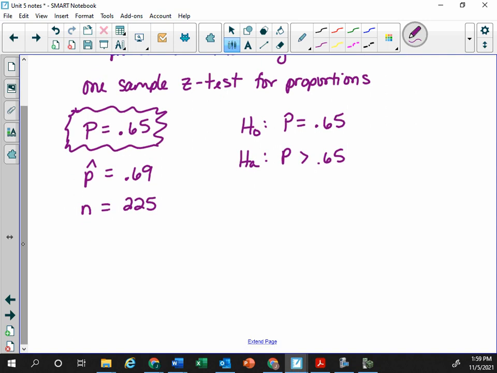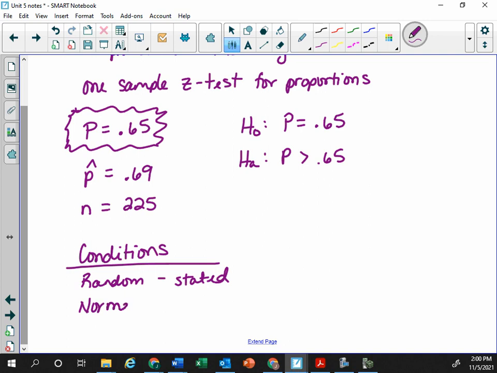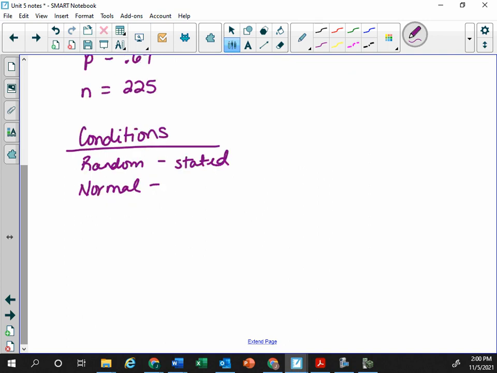Conditions. All right, first up is random. I think this one was stated. Yep, a random sample. Okay, checking for normality. It's a proportions problem. Can I use central limit theorem? No, do not put that in a proportions problem. How do we check normality with proportions?